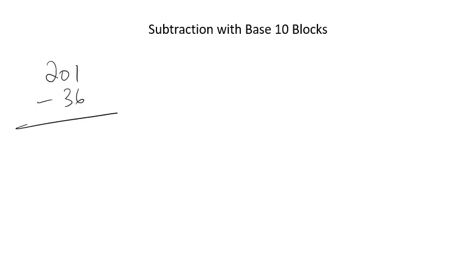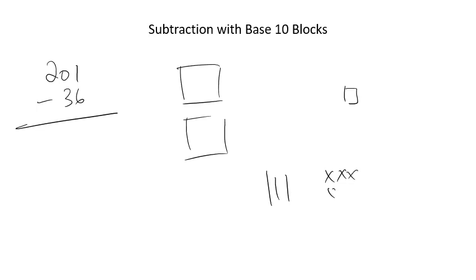Instinctively, you might want to make 201. You might want to model 201 like this, and then put a 1 over here, and then make 36. Don't do that. Remember, we're not adding these things together, right? So from my set of 201, I want to remove 36. So here's my set of 201, and now I want to remove the 36.